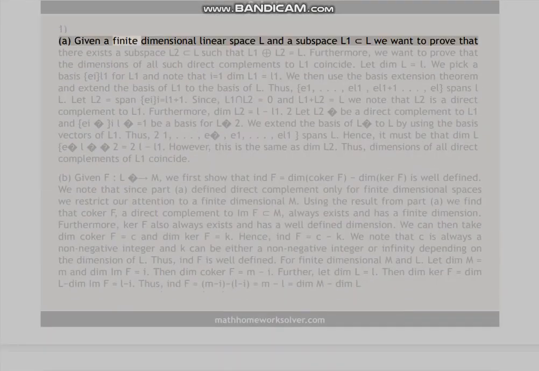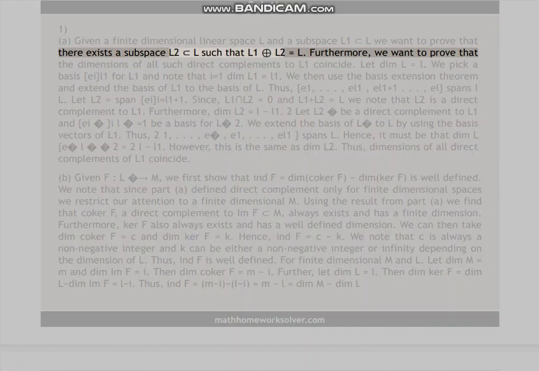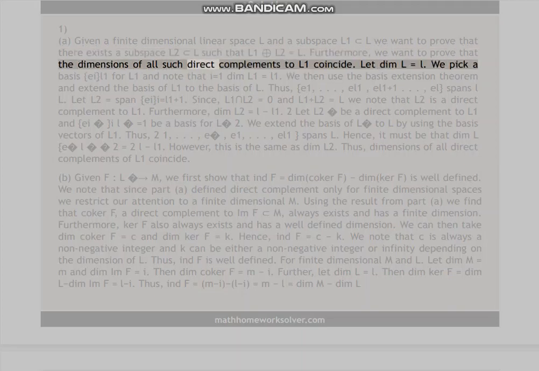Solution. 1a. Given a finite dimensional linear space L and a subspace L1 ⊂ L, we want to prove that there exists a subspace L2 ⊂ L such that L1 ⊕ L2 equals L. Furthermore, we want to prove that the dimensions of all such direct complements to L1 coincide. Let dim L equals l.